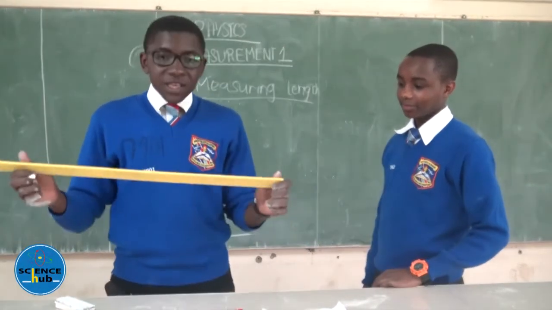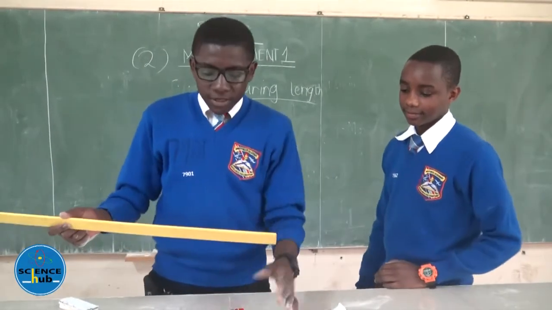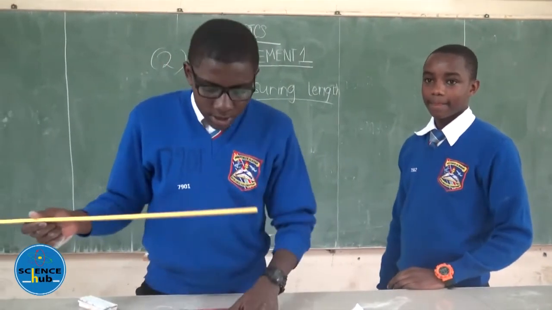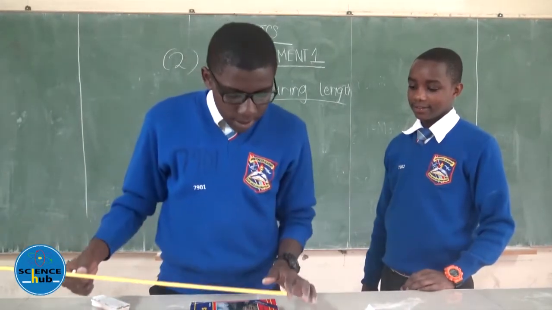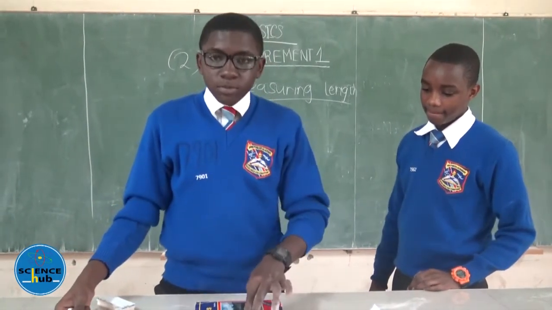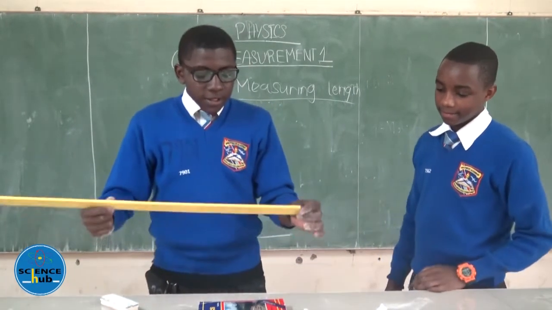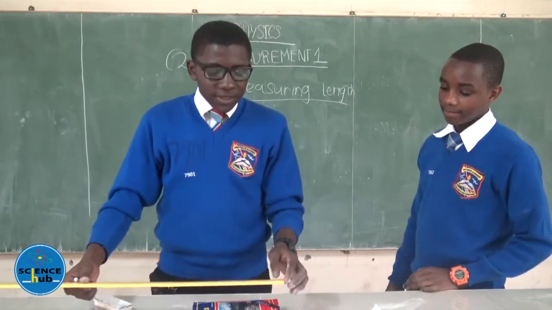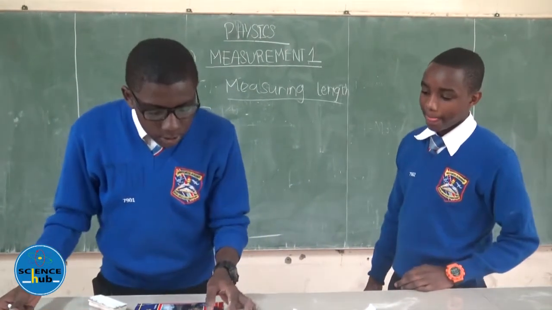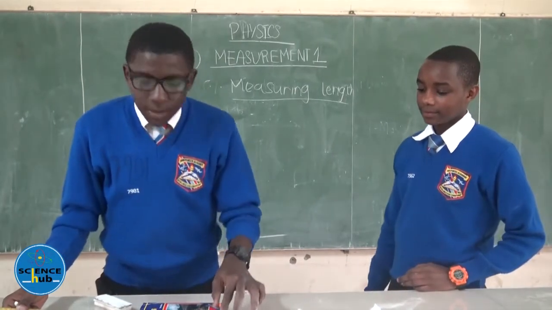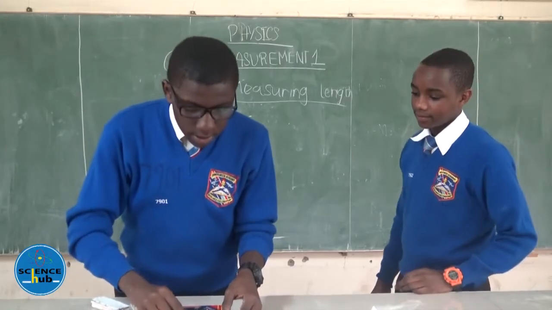The first procedure is that the meter rule should be in contact with the object. No one should measure like this or like this. The second procedure is that the zero mark should align with the end of the object, meaning that the zero mark should be at the end, for example, of my physics textbook here.